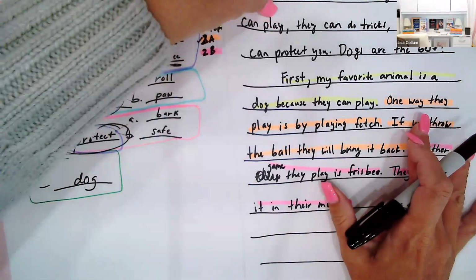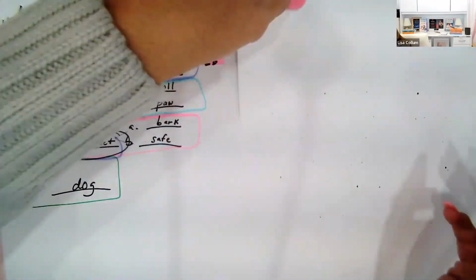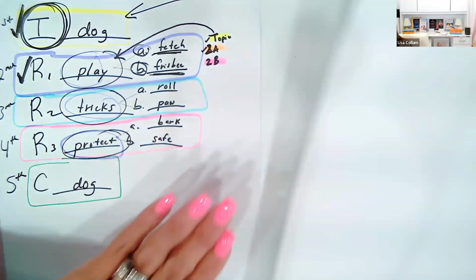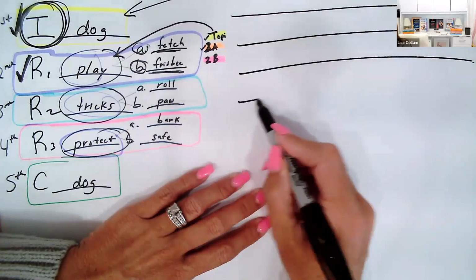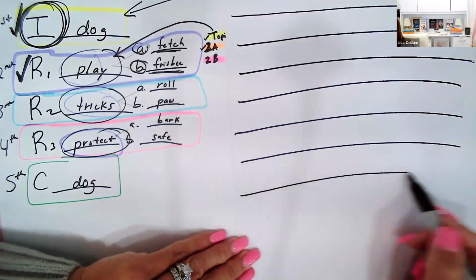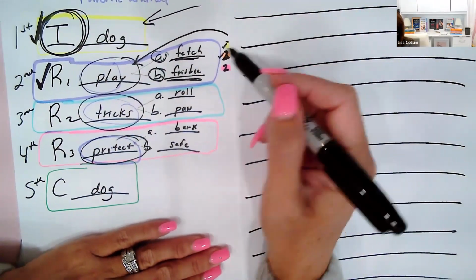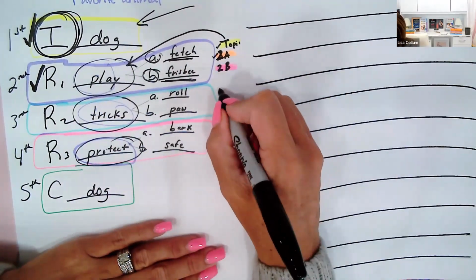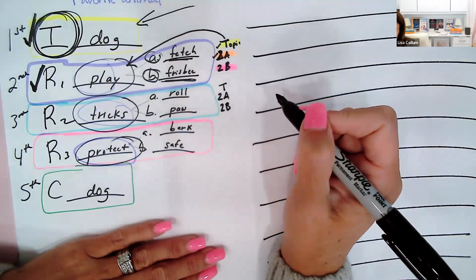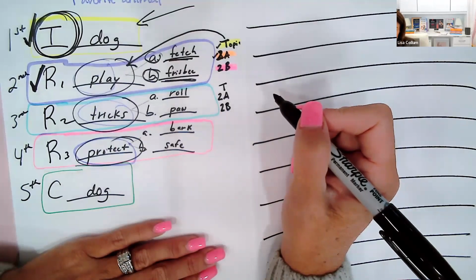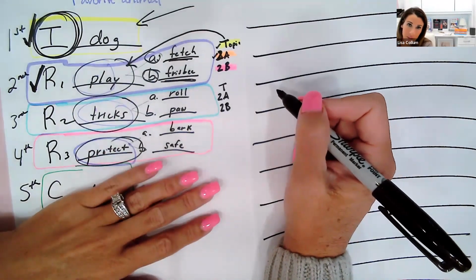Okay, let's try the next one. Just keep watching for a minute because I want you to really make sure you're understanding this. I'm going to model one more for you. You put some new lines on this page here. Now we're on R2. R2, our third paragraph. Same thing. I'm going to do T, 2A, 2B. Remember, T stands for topic.